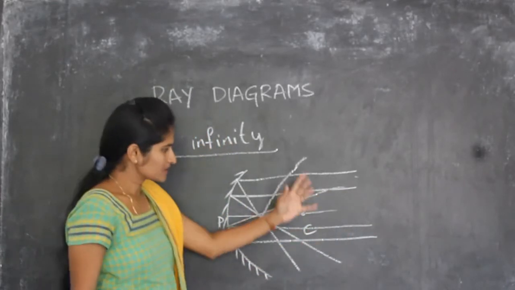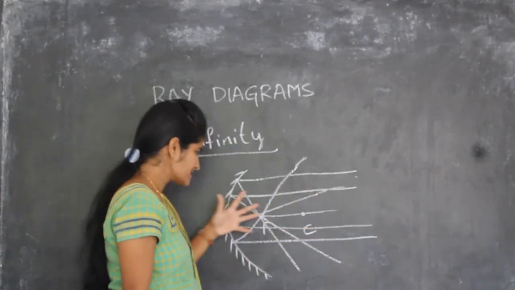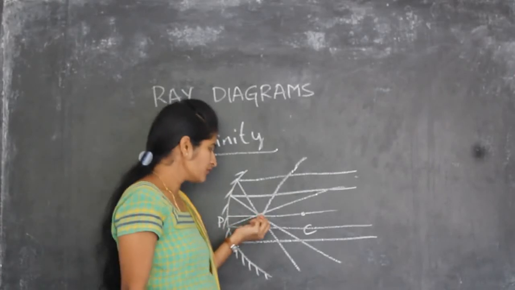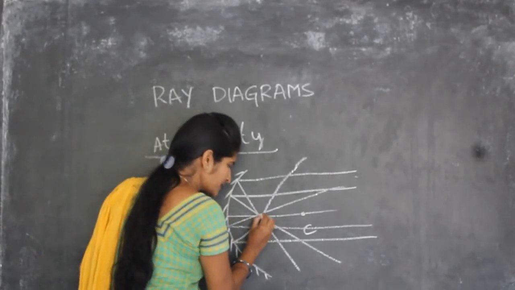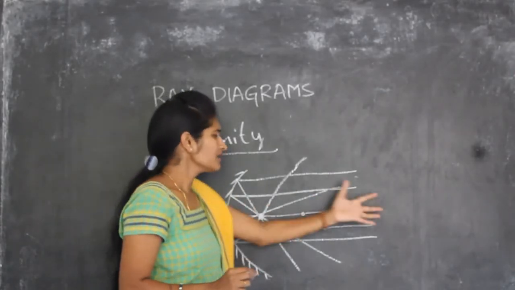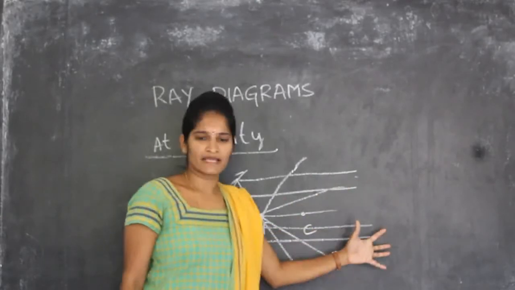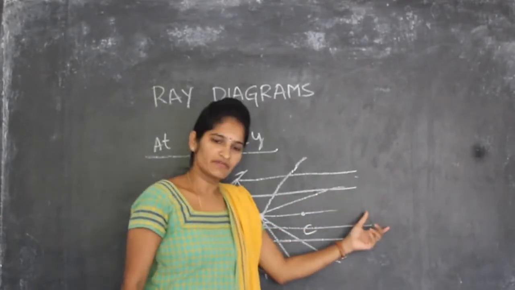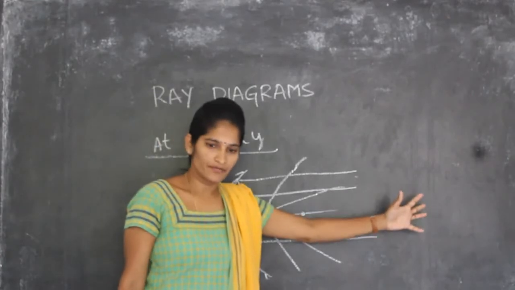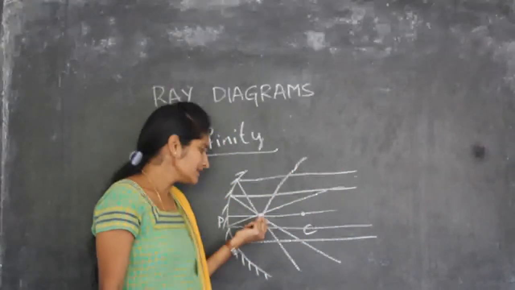See, it has taken 4 rays. So the 4 rays are also traveling from the focus. That means it is forming the image at focus. So here we can't know from where the rays are coming. So at infinity, when the object is at infinity, the image will be formed at focus.